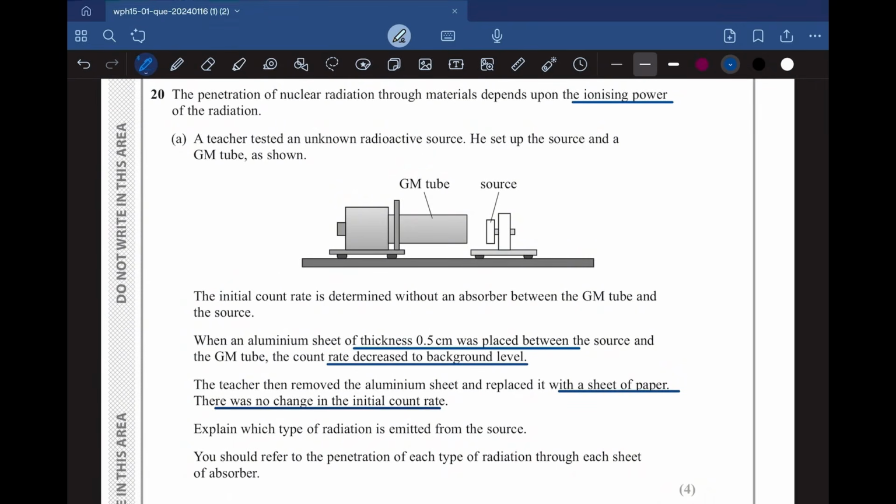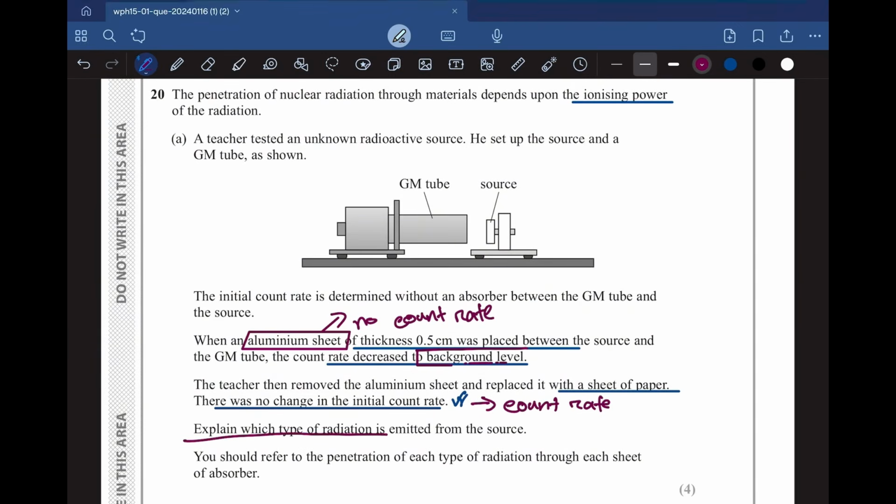So basically there was an initial count rate when there was a sheet of paper, but when there was an aluminium sheet, there was no count rate, because the count rate decreased to the background level. So we can say there was no count rate. Here we can write no count rate, but here there was count rate when there was a sheet of paper only. Explain what type of radiation is emitted from the source.